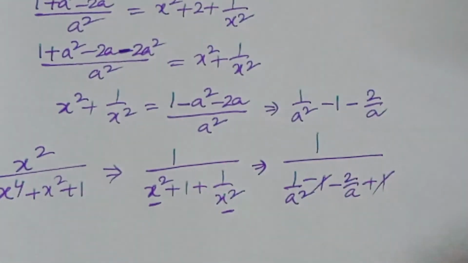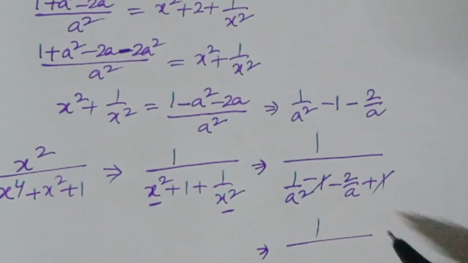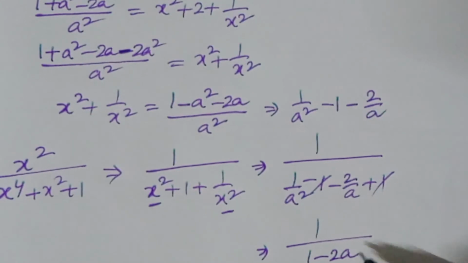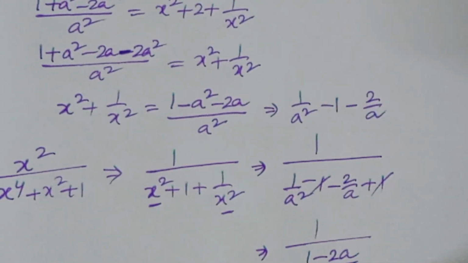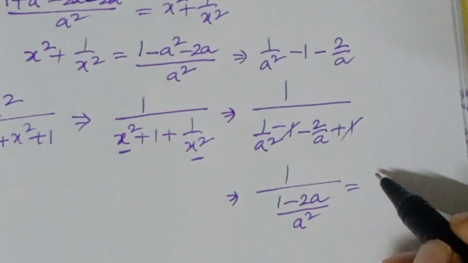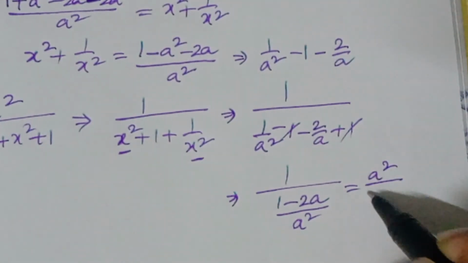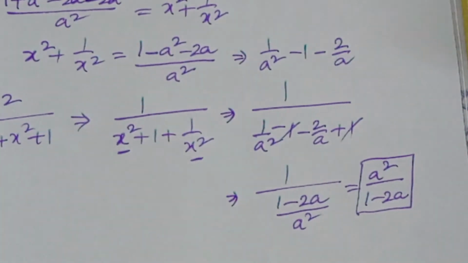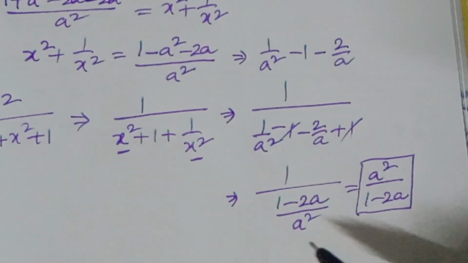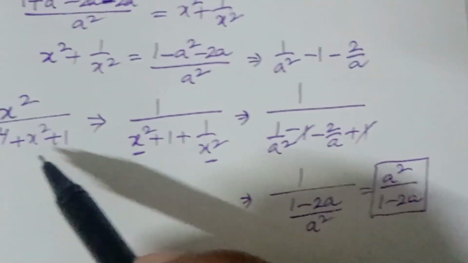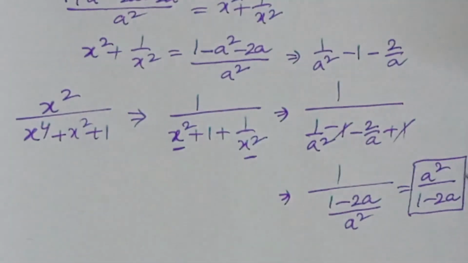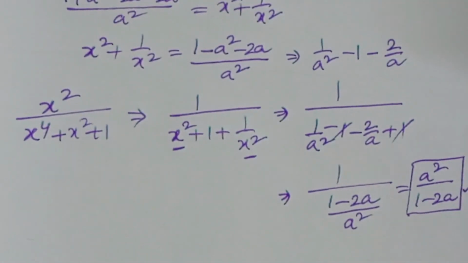So minus 1 plus 1 get cancelled. 1 by, here if you take LCM, 1 minus 2a by a square. So this can be written as a square by 1 minus 2a, is the answer. I hope you like the video. So x square by x power 4 plus x square plus 1 value is a square by 1 minus 2a.